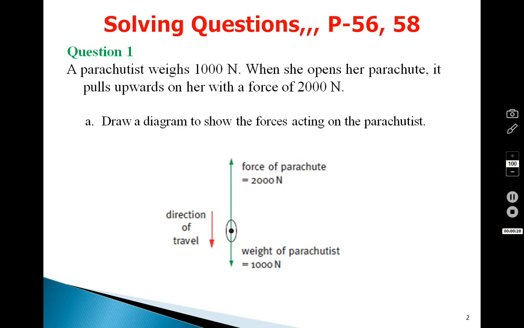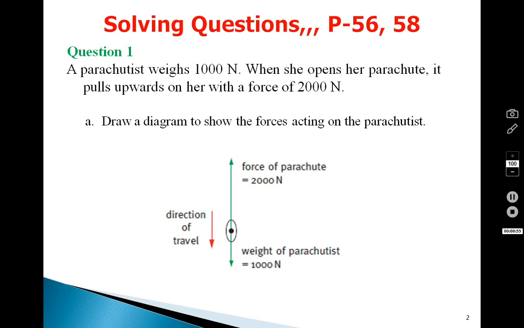Please open your book on page 56. We will start from section 1 with question 1, and go to questions 2, 3, 4, until maybe question number 5. So question number 1, as we can see in this slide, we have a parachutist who weighs 1,000 Newton.